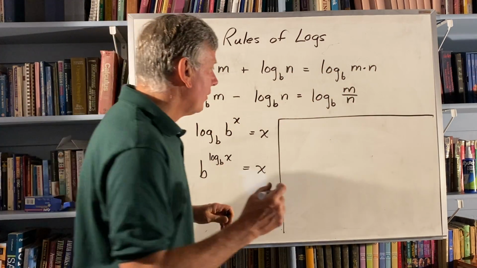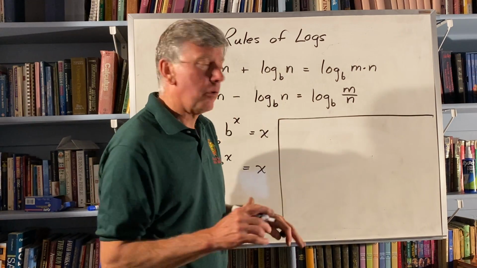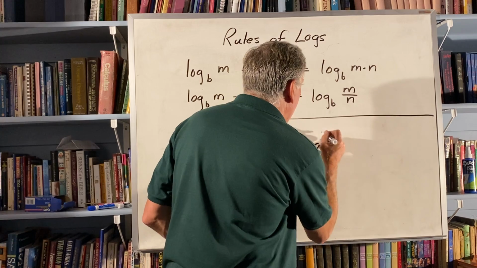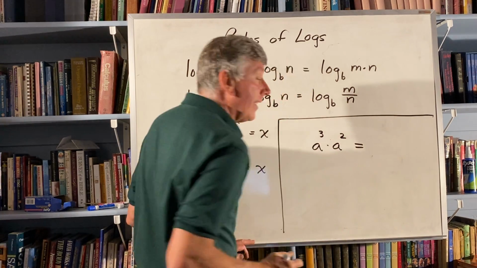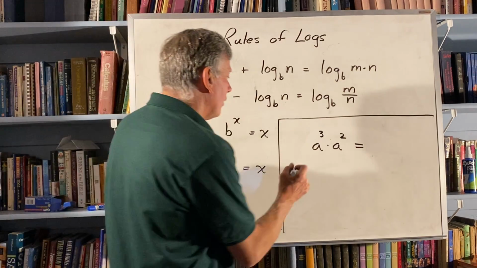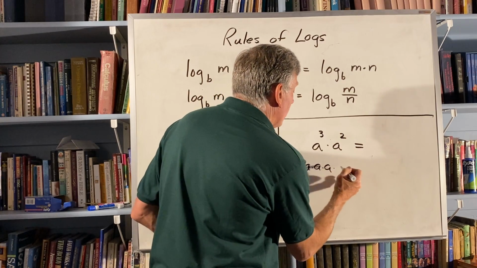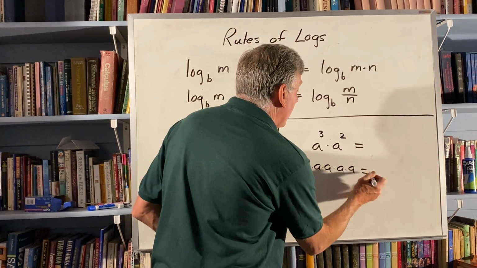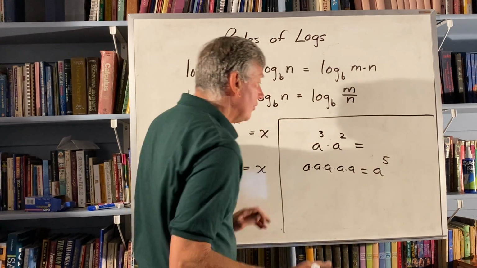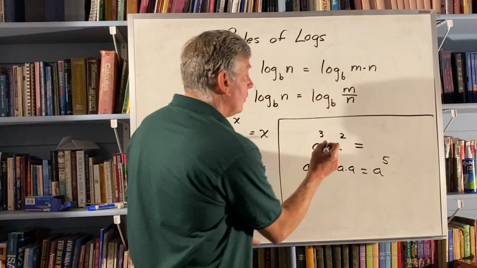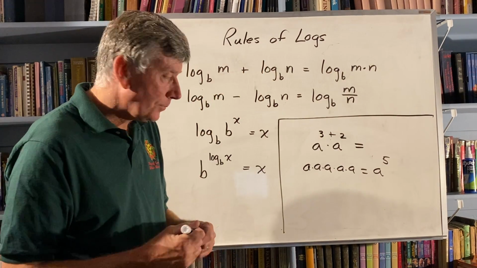Go back, think about the problem I gave you at the very first group work. And I said a cubed times a squared. What is that? And if you worked it out, you knew that a cubed was a times a times a, and a squared was a times a, and you got 1, 2, 3, 4, 5, a to the 5th. And you realized, oh, all I needed to do was just add those two exponents.